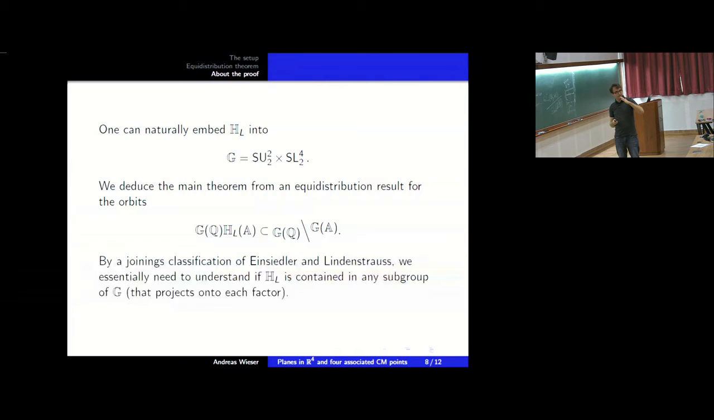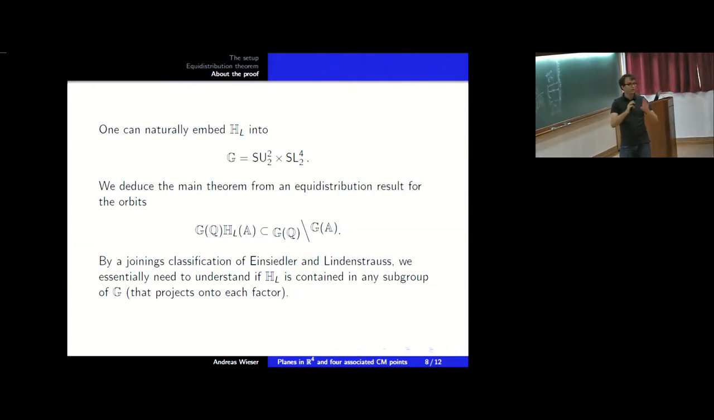So you can let the group HL act on L itself, okay? You present that in some basis, and then you get the map to SL2, okay? And we do the same thing for all the other factors, okay? So HL sits somewhat diagonally in this huge product, okay? I will show you an explicit example later on, okay?